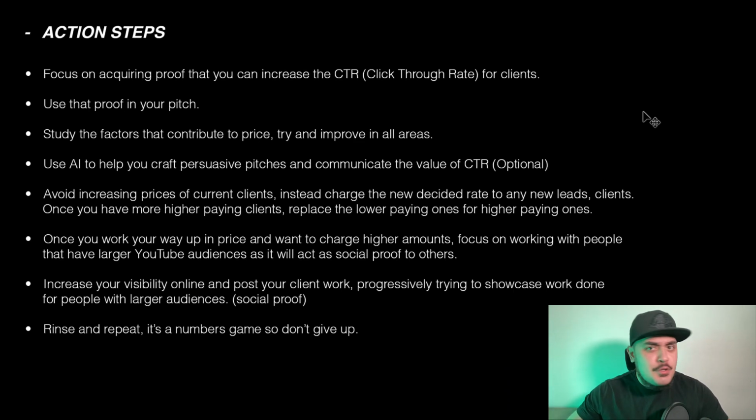Okay guys, so finally I'm just going to provide you with some action steps, as I know I've provided you with a lot of information in this video. So focus on acquiring proof that you can increase the CTR for clients. Use that proof in your pitch. Study the factors that contribute to price and try and improve in all of these areas. Use AI to help you craft persuasive pitches and communicate the value of CTR, which is optional, and avoid increasing the prices of current clients. Instead, charge the new decided rate to any new leads and clients. Once you have more higher paying clients, replace the lower paying ones for higher paying ones.